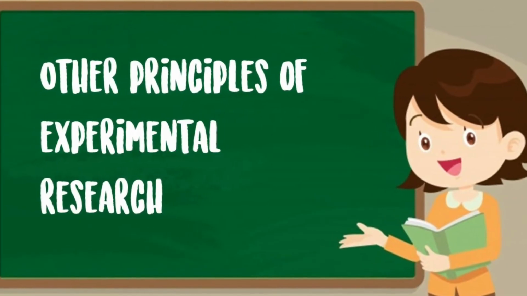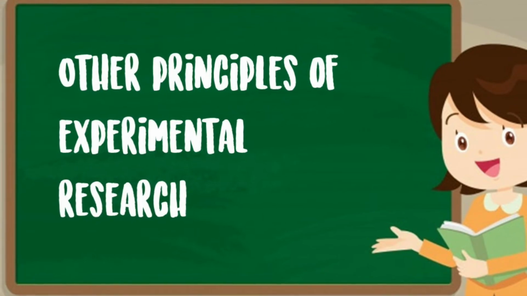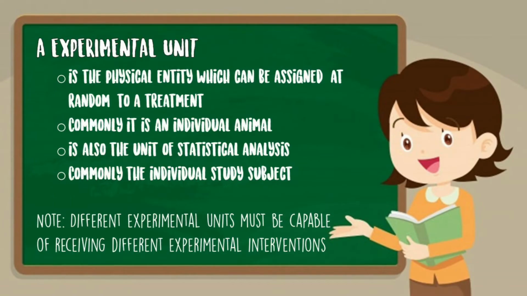What are the other principles of experimental research? We also have the experimental unit. It is a physical entity which can be assigned at random to a treatment. Commonly, it is an individual animal.